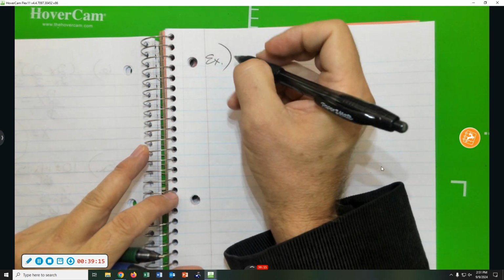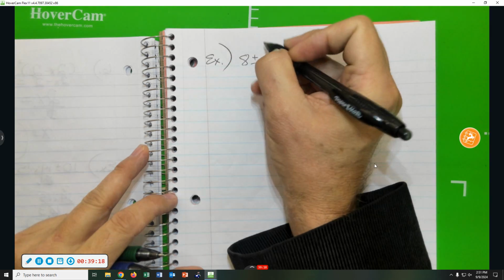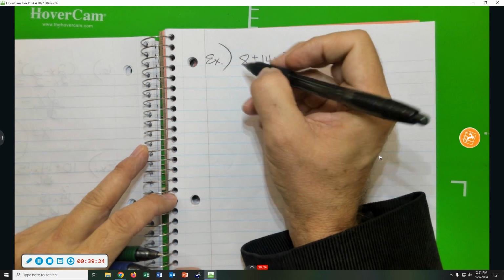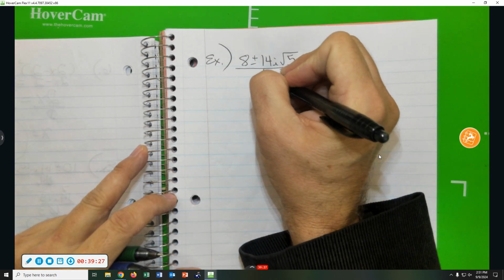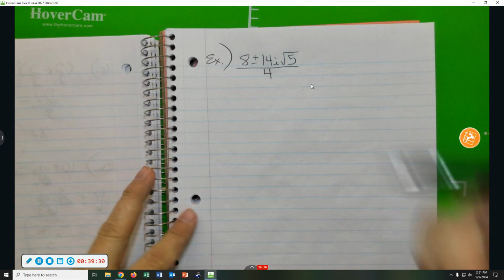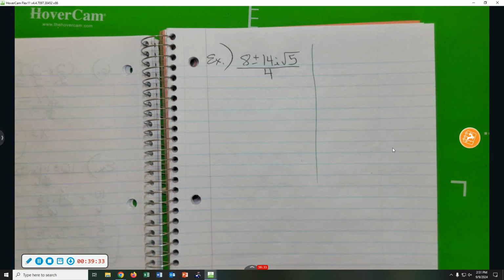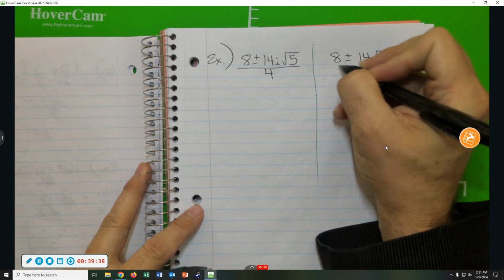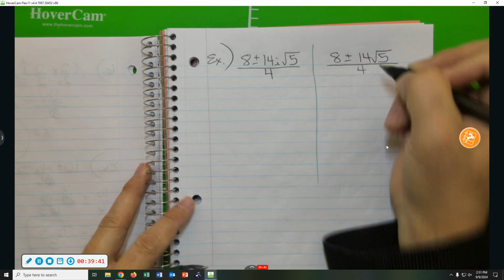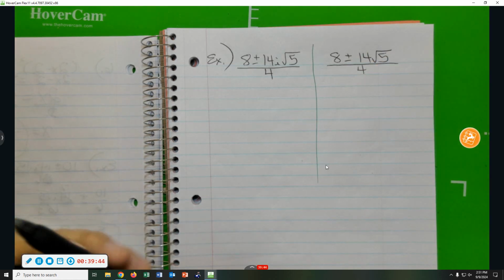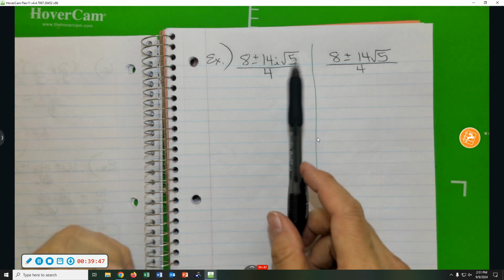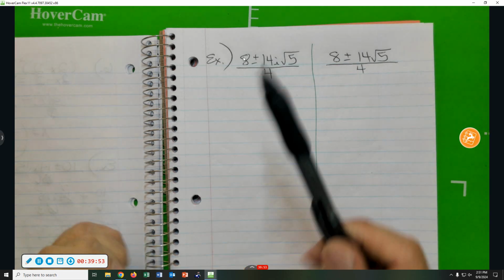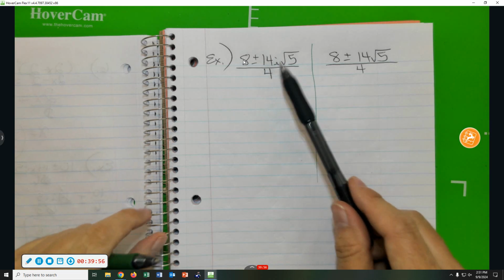Okay. One more example. 8 plus or minus 14i square roots of 5 all over 4. And I want to compare that to 8 plus or minus 14 square roots of 5 all over 4. You'll be getting answers that look like these, especially when you're using the quadratic formula. So let's say you solve an equation and you get to this point here.